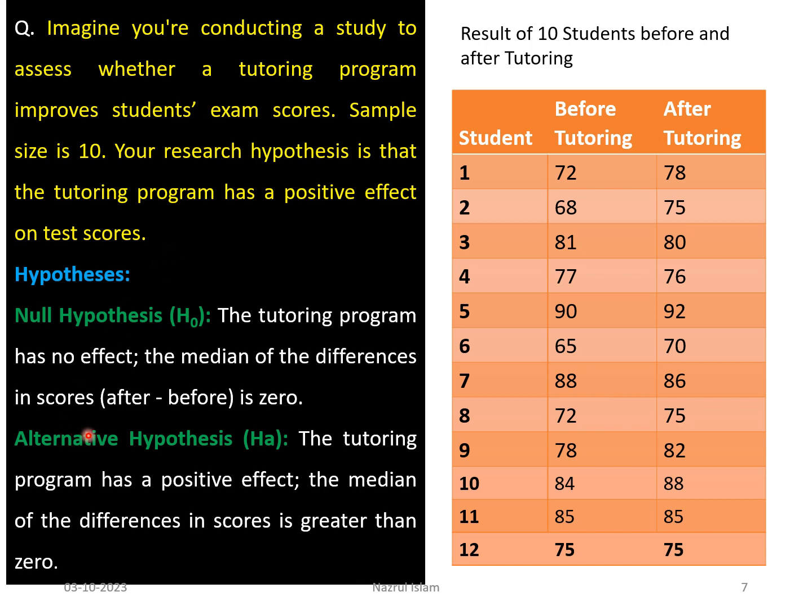So before going to the Wilcoxon signed rank test, we have to state the hypotheses. Number one, the null hypothesis: the tutoring program has no effect. The median of the differences of scores after and before is 0. And the alternative hypothesis: the tutoring program has a positive effect. The median of the differences in scores is greater than 0.